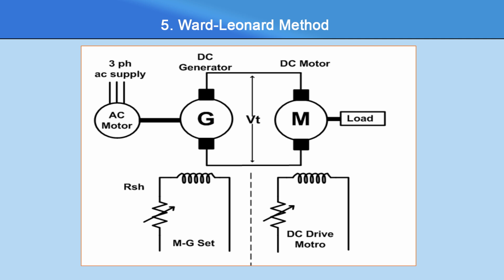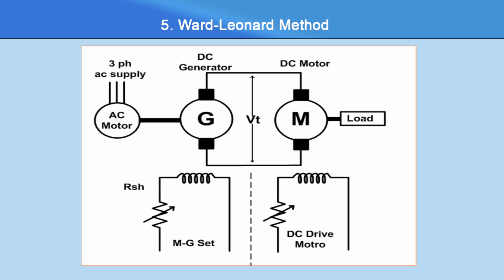When the 3-phase AC supply is given to the AC motor, the motor will start. When the motor starts, its shaft starts rotating, and this will rotate the generator. When the generator rotates, we know that if there is relative motion between the conductor and the magnetic field, an EMF will be induced. This generator has a separately excited field winding, and when the generator is rotating, an EMF will be induced by this DC generator.